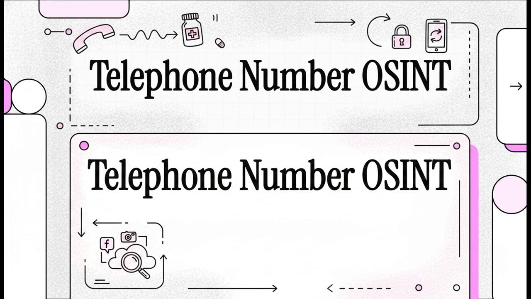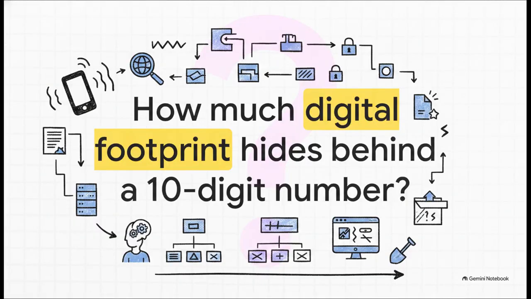But in the world of open source intelligence, or OSINT, that simple 10-digit string is literally one of the most powerful persistent identifiers in existence. So, it really makes you wonder, exactly how much of a digital footprint is hiding behind a single 10-digit number?